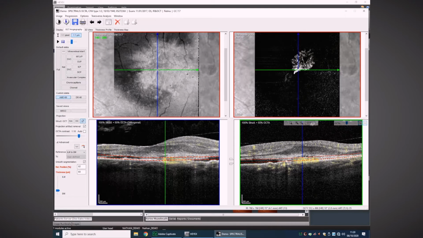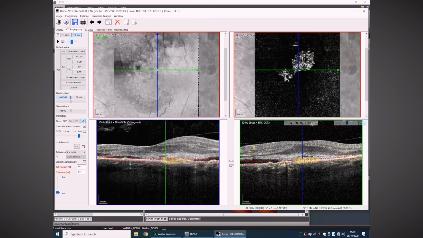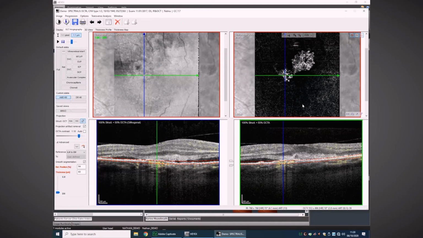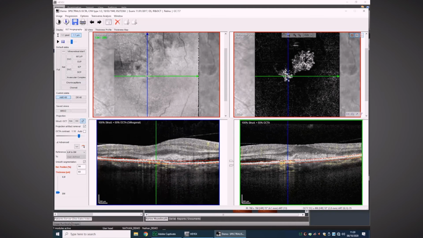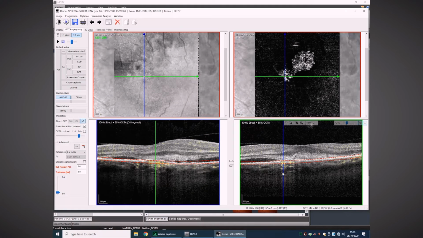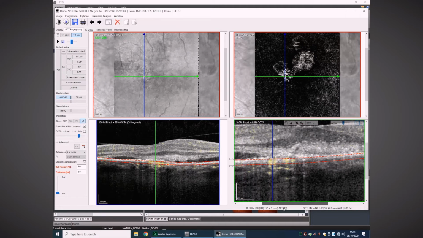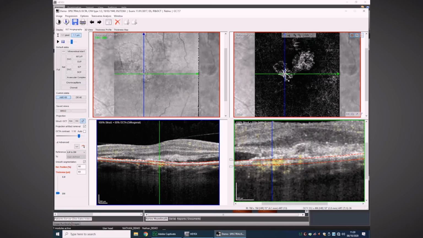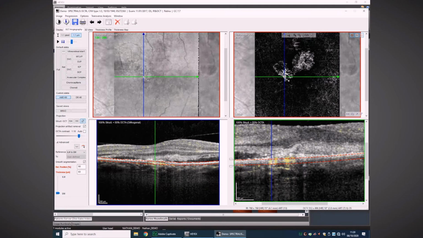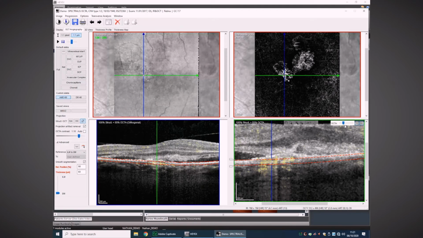However, if we move further down with our slab, we start to see this second area of flow, which, if you look more closely and walk around, you may consider that possibly this is a type 1 and it may be occurring below the level of the RPE, so an occult lesion. So we look like we may have two types of lesion within the eye, a type 1 and a type 2.